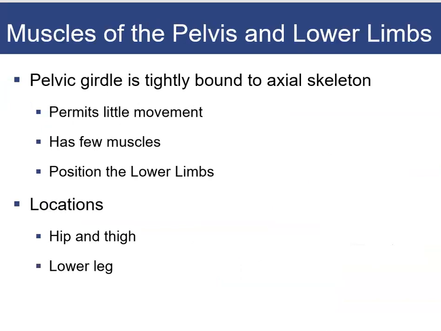Moving down to the pelvis and lower limbs. The pelvic girdle is tightly bound to the axial skeleton. As a result, it permits little movement or less movement compared to the shoulder girdle. It has fewer muscles, and what they do is they help to position the lower limbs. And these muscles are located in the hip and thigh, as well as the lower leg.